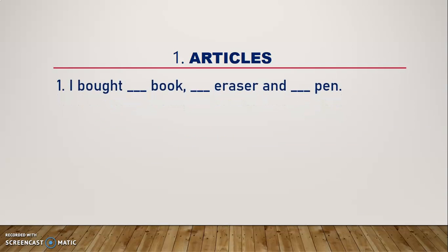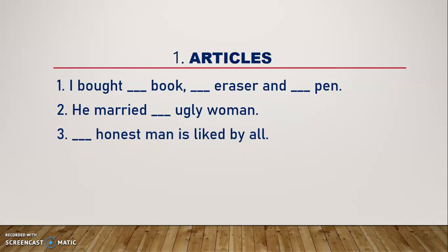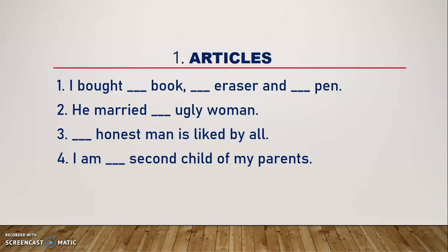I have given here some sentences for practice. I bought book, eraser and pen. He married ugly woman. Honest man is liked by all. I am second child of my parents. 4 sentences are given. In each sentence, some blank or dash are also given.